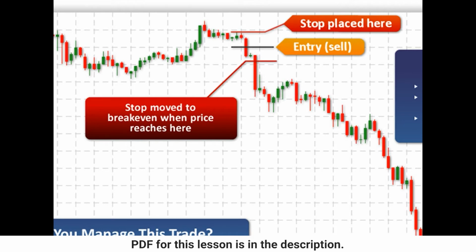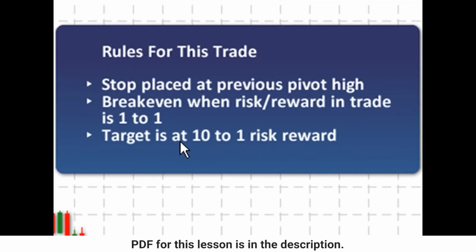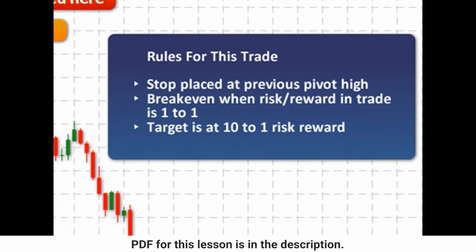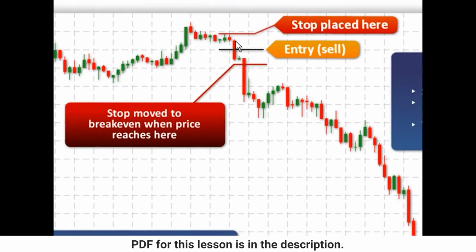Now where would you exit the trade? The exit is obviously the target. The target is at a 10-to-1 risk reward. So the risk is from the entry to the original stop, and 10 times that in profit is where we will be exiting the trade. So what you would have done is look at the entry, look at the original stop, and approximate that 10 times going down into profit.